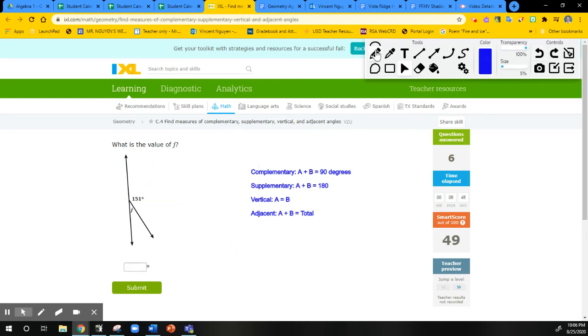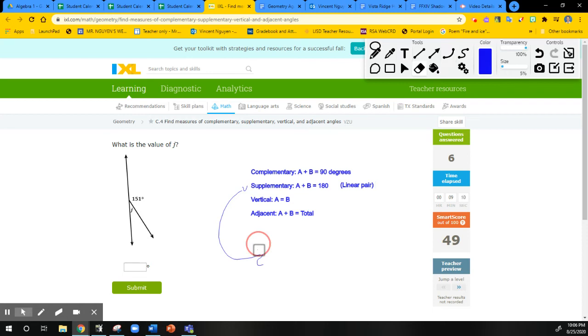All right, this one, okay, and here's the one thing you need to know about supplementary. Supplementary also means linear pair. So I'm going to type it over here so that you guys can see that. Supplementary is also known as linear pair. It means there's a pair of angles that make up a line.